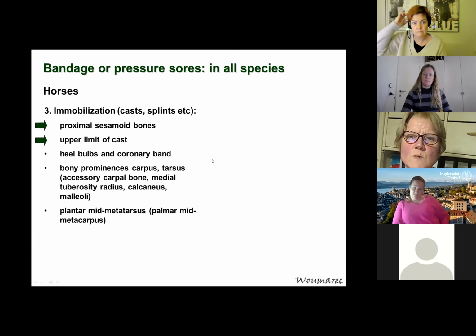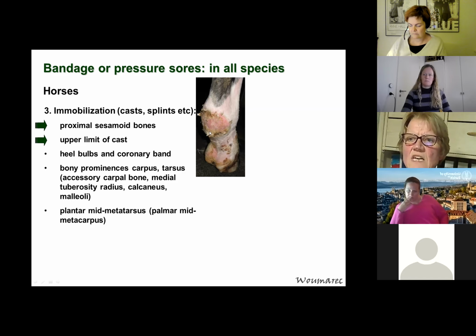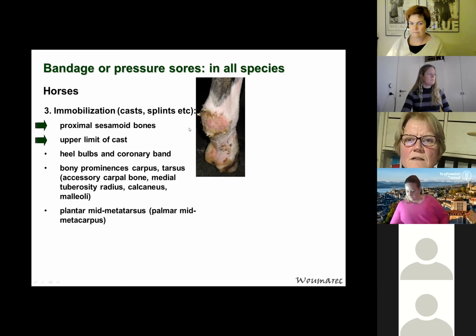Another reason for pressure sores in horses is after immobilization, so after using a cast or a splint, and the most common site we see then is at the proximal sesamoid bones, so the plantar or the palmar side of the fetlock. You see that the skin is usually not more than red skin and some loss of hair, but sometimes this can also be a real wound, partial thickness, or sometimes even full thickness, but fortunately that doesn't happen very often. The other bandage or cast source that we see quite often is the upper limit of the cast, usually because we use half limb casts. That is at the proximal side of the metatarsus or the metacarpus.